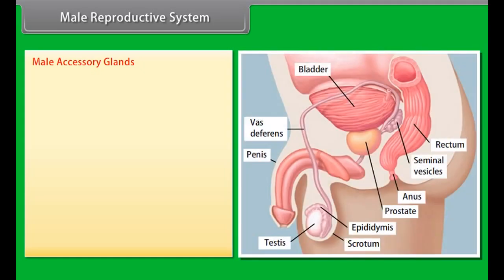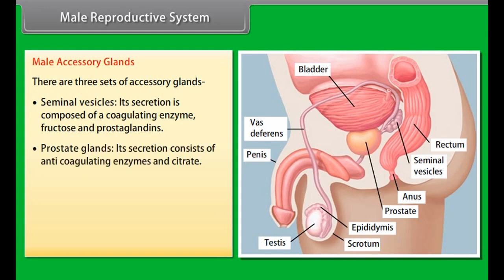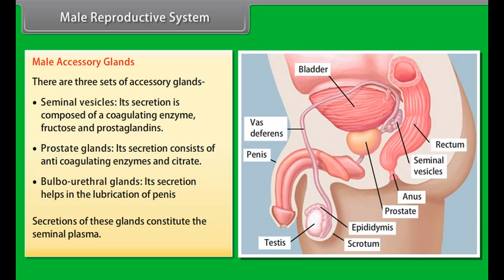Male accessory glands. There are 3 sets of accessory glands. Seminal vesicles: its secretion is composed of a coagulating enzyme, fructose, and prostaglandins. Prostate gland: its secretion consists of anticoagulating enzymes and citrate. Bulbourethral glands: its secretion helps in lubrication of the penis. Secretions of these glands constitute the seminal plasma.